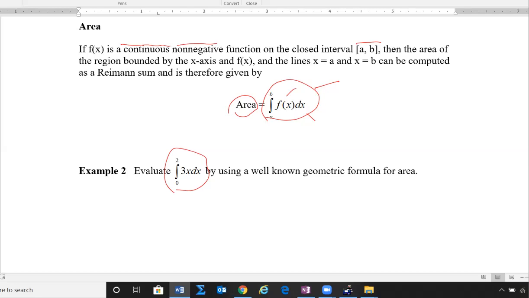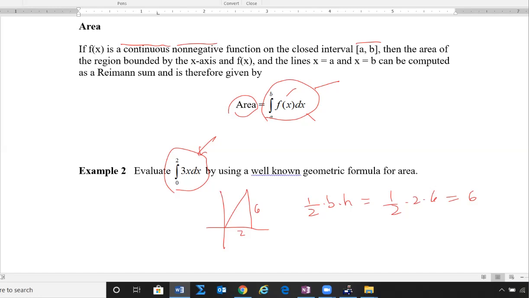Really, we're just finding the area under this triangle. It would be the equivalent of calculating the Riemann sum, which is the equivalent of calculating this so-called definite integral. So we can see that our definite integral would be 1/2 base times height, which is 1/2 times 2 times 6, which is 6. So we see that it is 6.